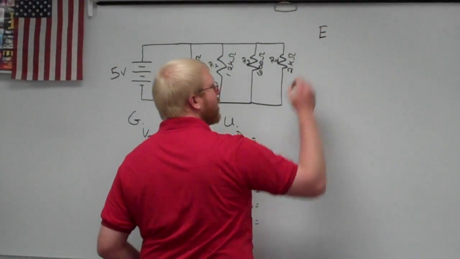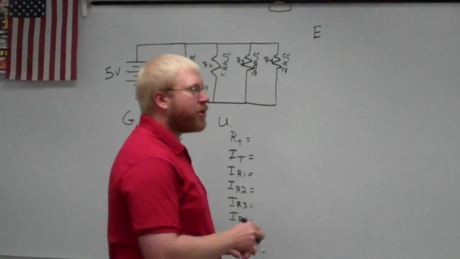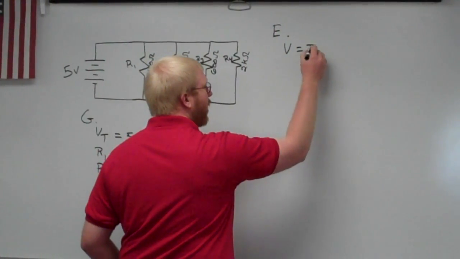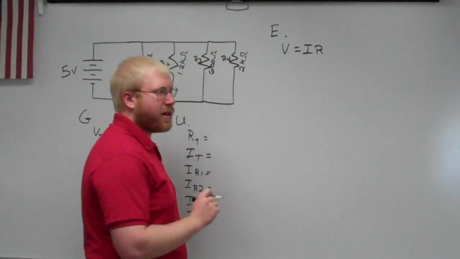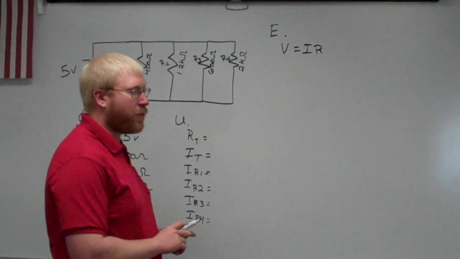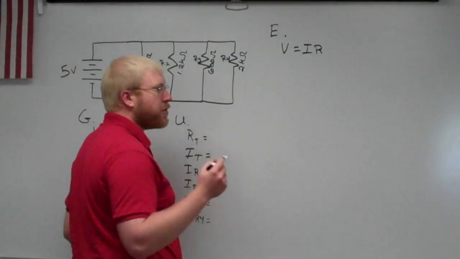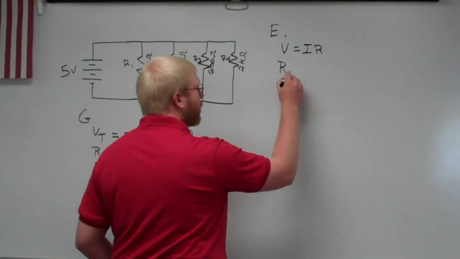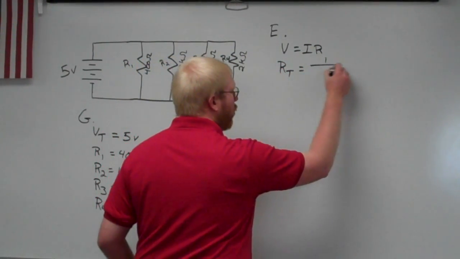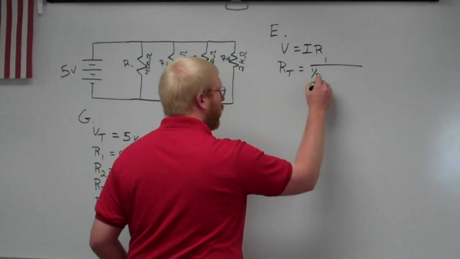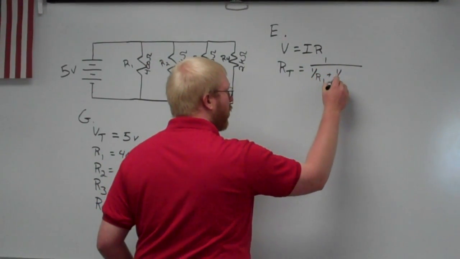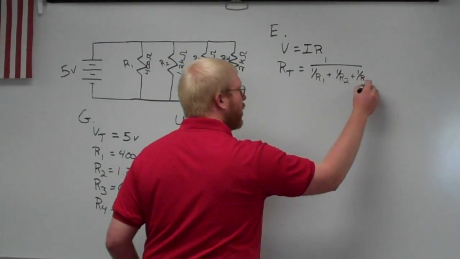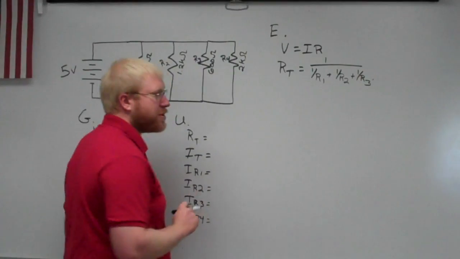E for equations. Of course, we're going to use the general equation, V equals IR. That's the format I like to use it in, and we can change that into whatever format we need. The next equation we're going to use is to find our total resistance. So RT equals 1 over R1 plus 1 over R2 plus 1 over R3, and so on, however many resistors we have.